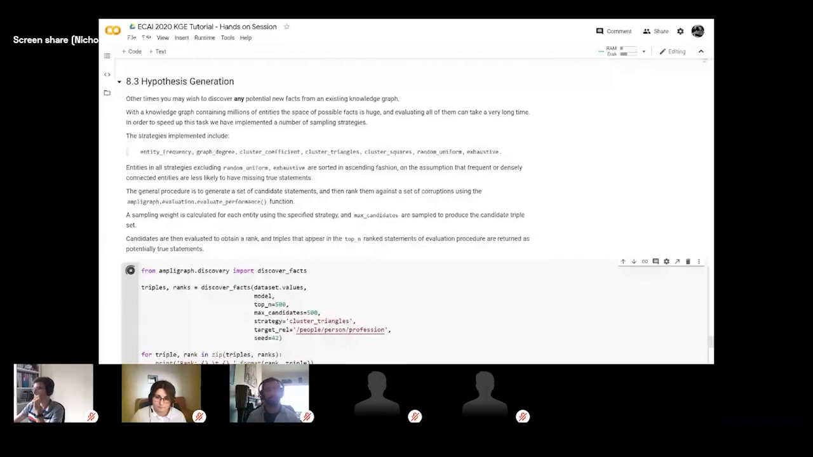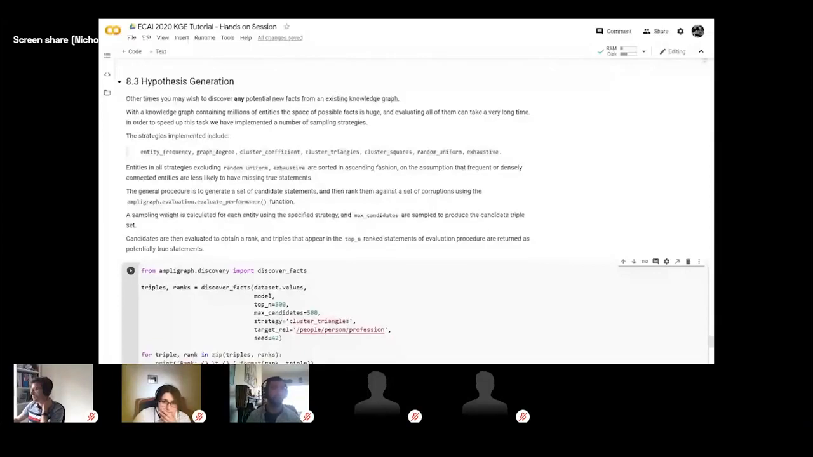When we apply these strategies, we sample from it depending on each metric used to sort the entities. These are generally sorted in ascending fashion. We would start with the lowest frequency entity if we were using the entity frequency strategy. This is just on the assumption that frequently or densely connected nodes are less likely to have missing true statements. This has been generally true in our empirical evaluations, but that might depend on the graph data that you're working with.